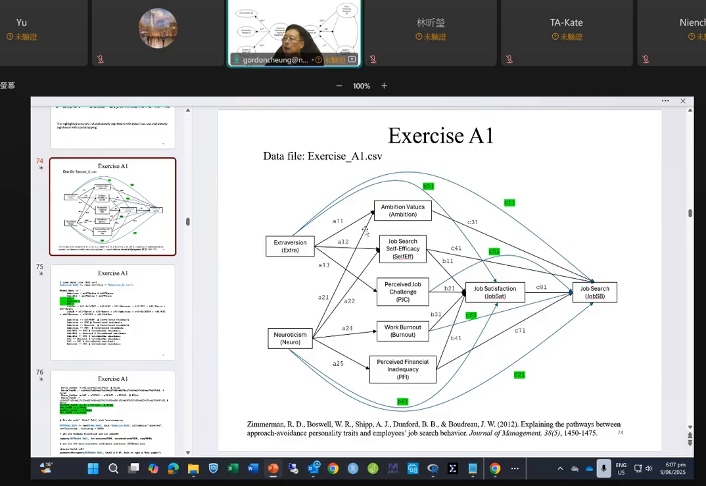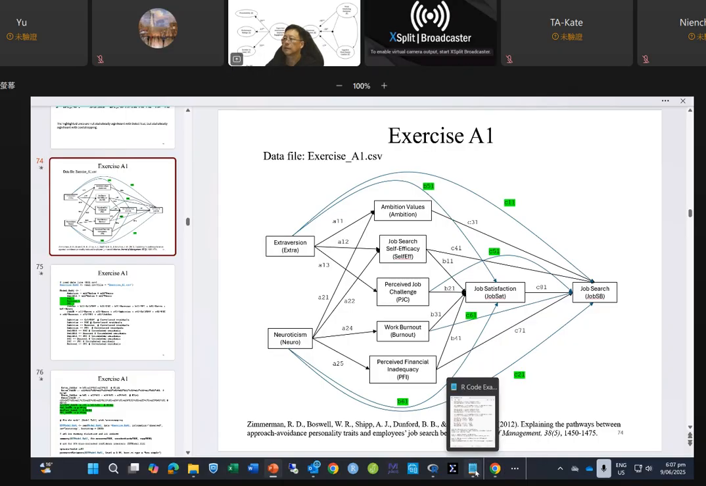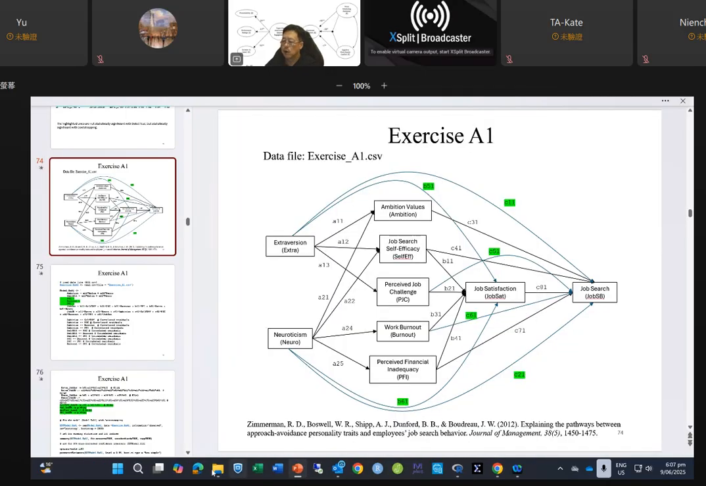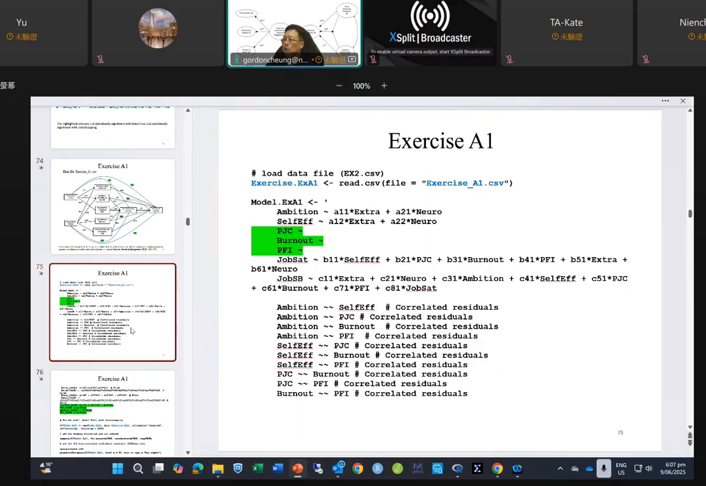All these paths are based on their hypothesis. I didn't include all the paths. For example, you will see that there is no path from ambition values to job satisfaction because it is not in their hypothesis. If you read the original paper, you will see that it is not in their hypothesis. Now, what I need you to do is, you will find that it is incomplete.